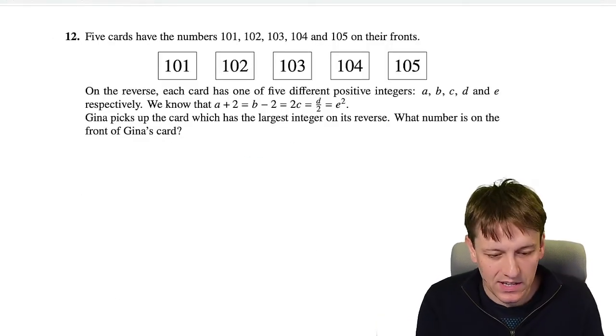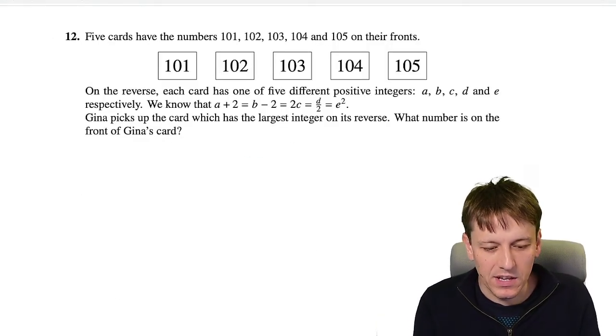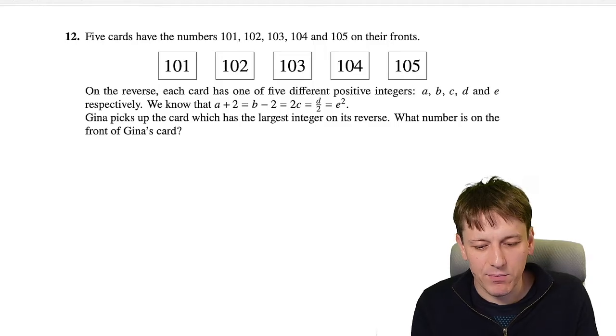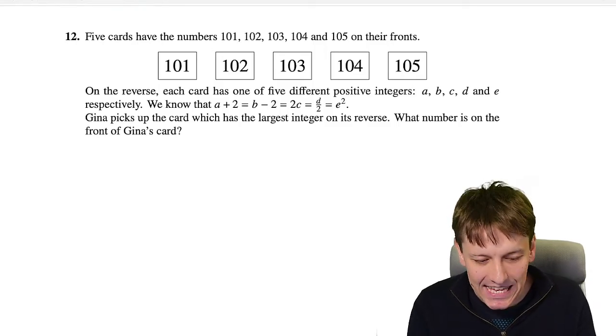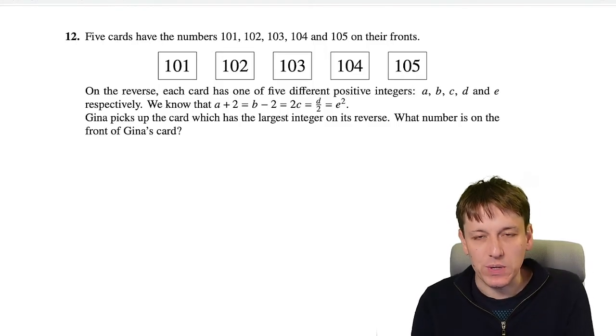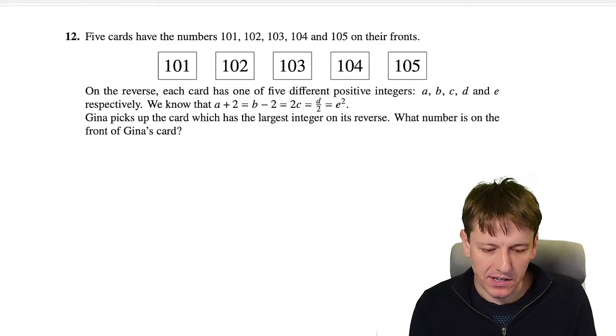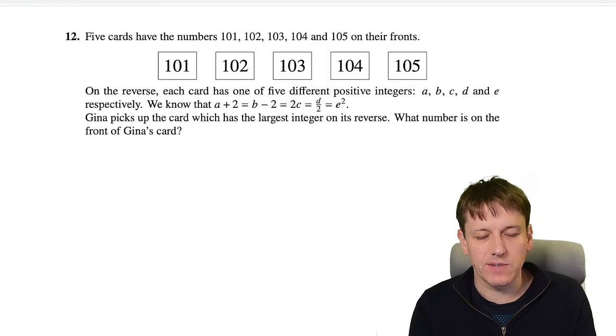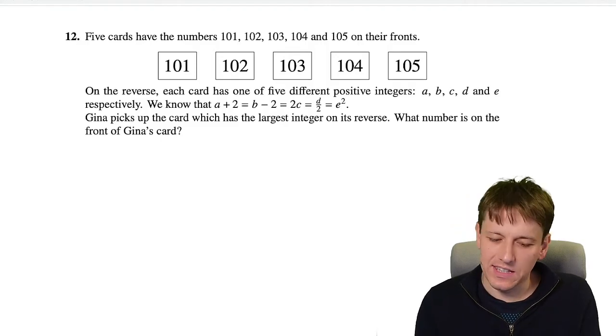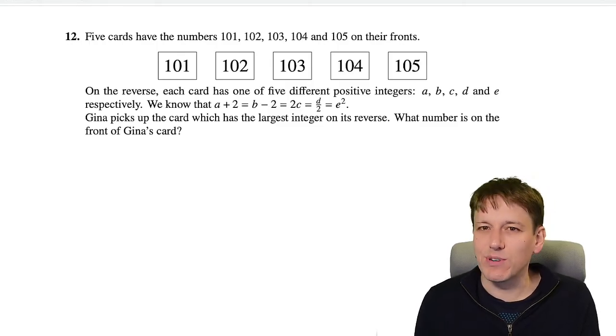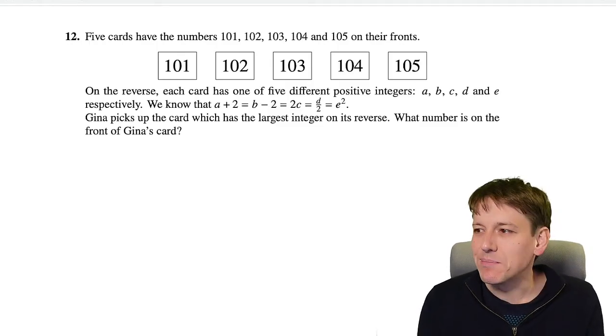We've got 5 cards here labelled with different numbers. On the reverse, each of them have positive integers A, B, C, D, and E, and we're told some relationship between these values. Gina picks up a card, and she picks up the one that has the largest integer on the reverse, and we want to know what number is on the front of Gina's card. Now, it took me a while to realise that these numbers 101, 102, etc. are not really relevant to the question. They're just a way of picking out one of the answers.